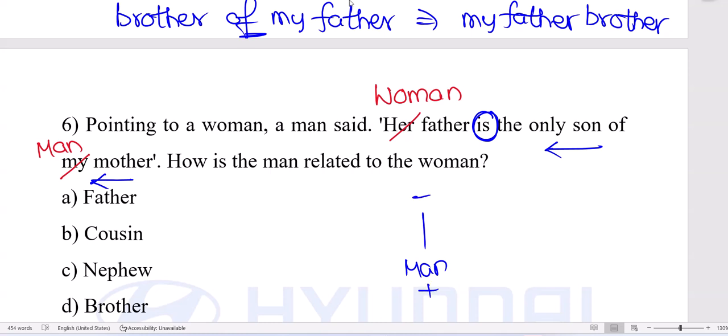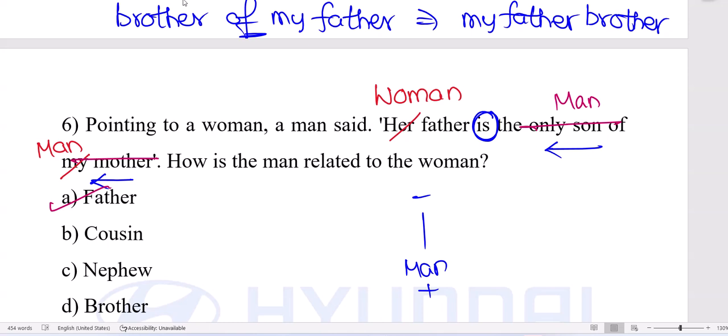Man, mother, only son. So the same man will come. So that person, man's mother's only son, is nothing but the woman's father. So this guy is the woman's father. So how is the man related to the woman's father? I can say simply, all this you strike off. This is all nothing but equal to man.